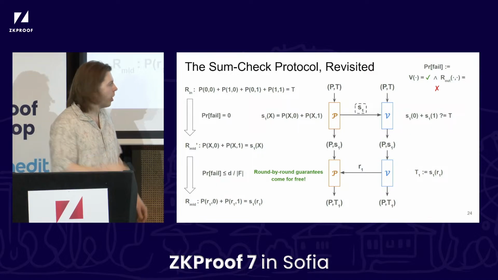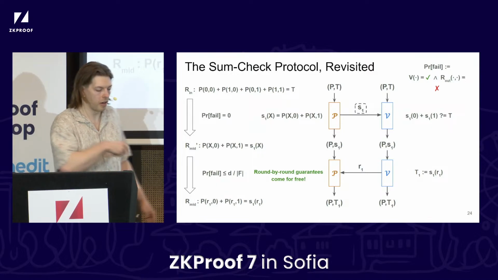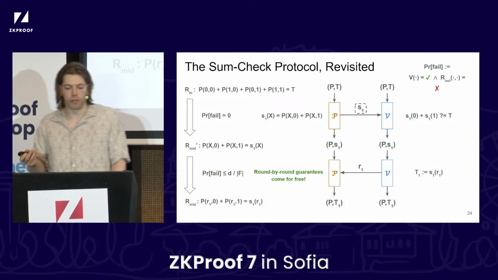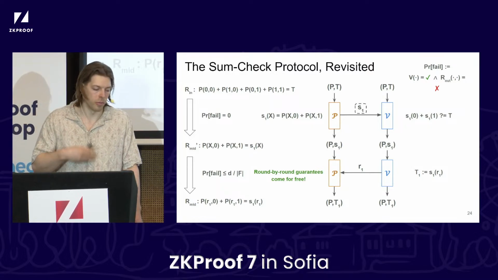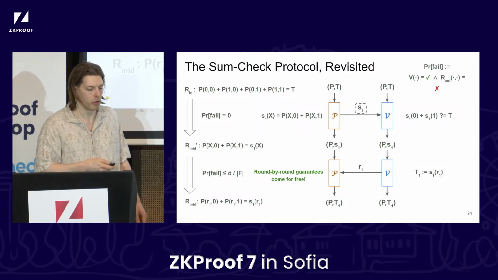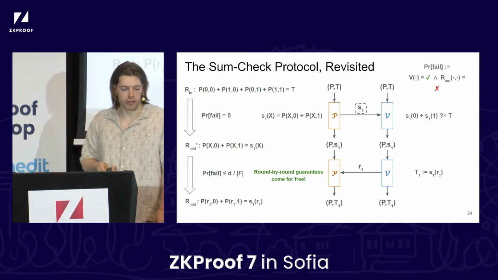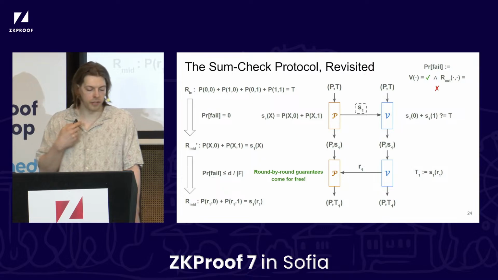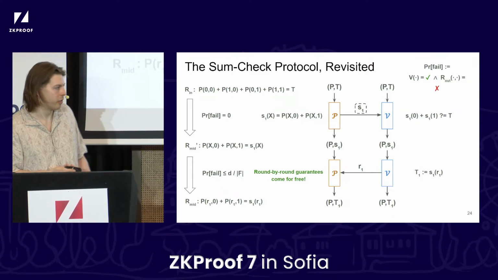But the nice thing here is that by isolating things that have property 0 failing and just recovering, the one thing that actually has some non-zero probability of failing with the normal bound that comes from the Schwartz-Zippel lemma, you can get round-by-round guarantees essentially for free. And this is quite attractive, right?